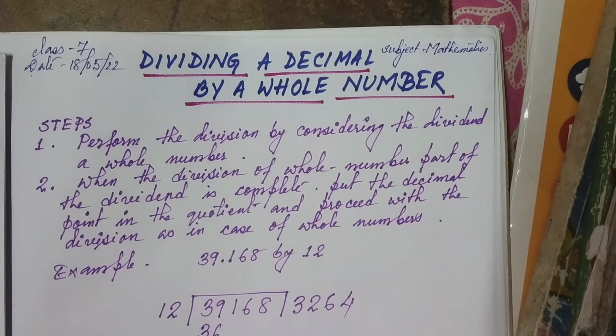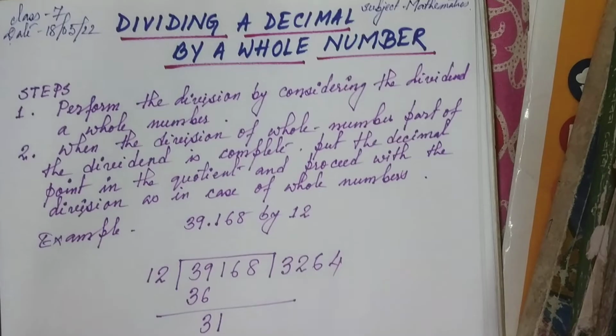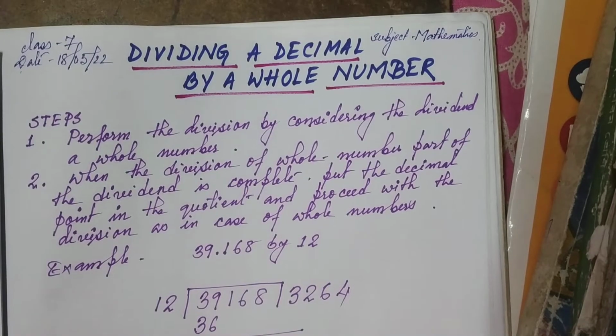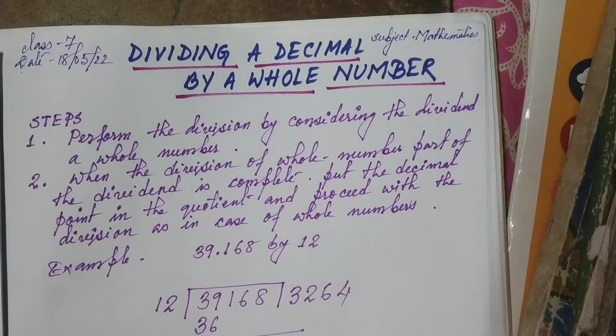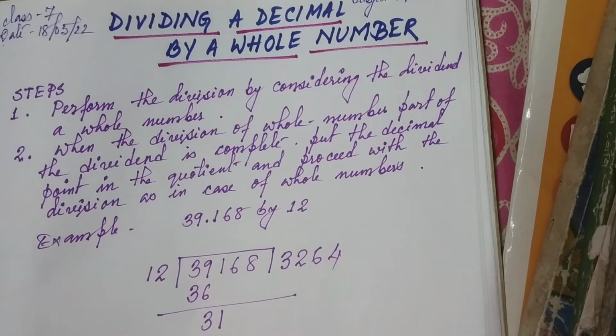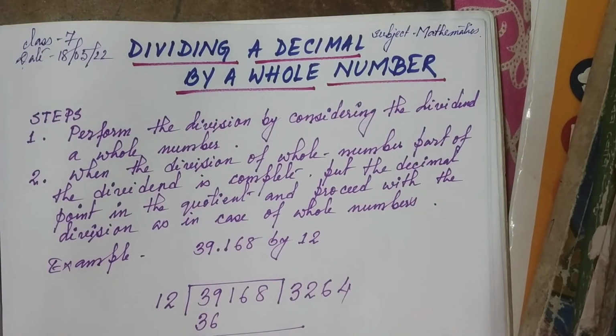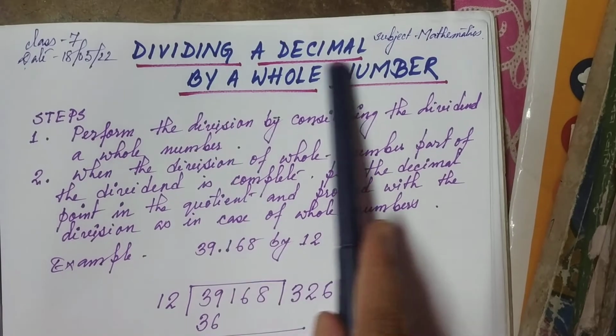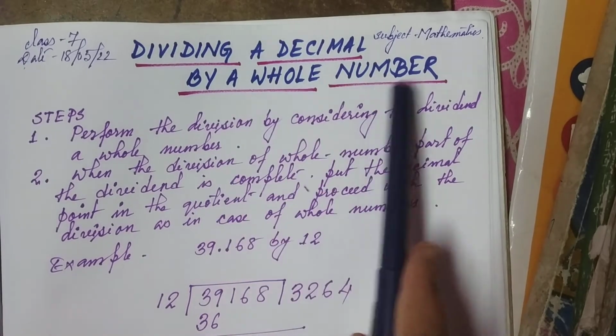Good morning, students. As we have started the chapters regarding the decimal, we have already done the sum of decimal, the subtraction of decimal, the multiplication of decimal, and we have already studied in the earlier class the division of decimal. So, in the earlier class, we have already done the division by 10, 100, 1000, and so on. So, what today we are going to do is dividing a decimal by a whole number.